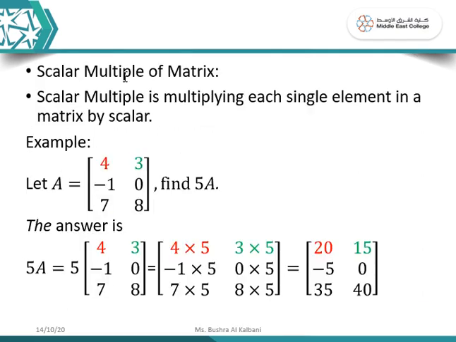Okay, now here for scalar multiplication, that means you multiply a matrix by a scalar. For example, here you want to multiply matrix A by 5. You will say 5 times 4, 5 times minus 1, 5 times 7, 5 times 3, 5 times 0, 5 times 8. That means you will distribute 5 into the matrix. You have to be careful, that matrix has the square bracket.